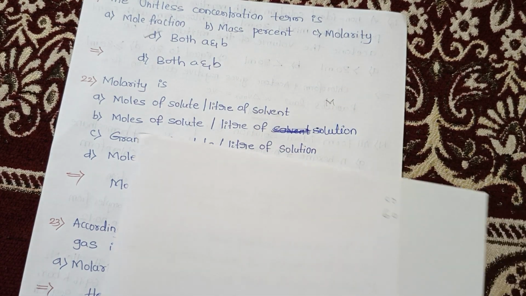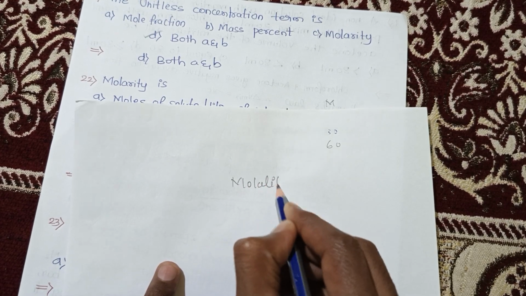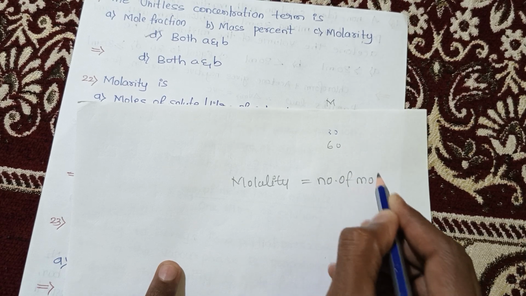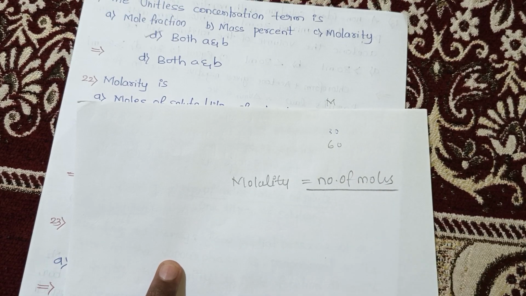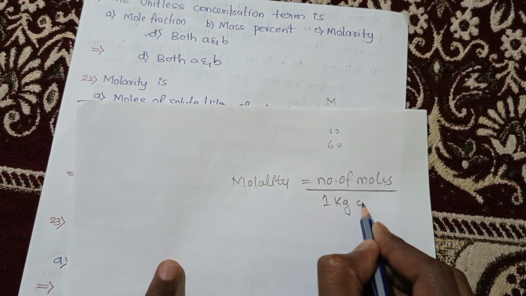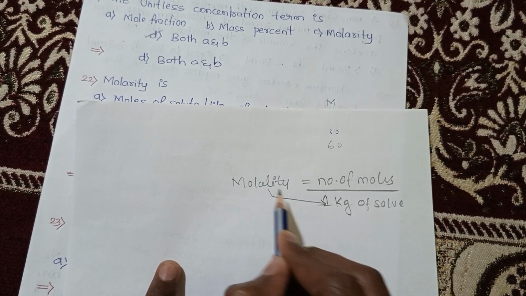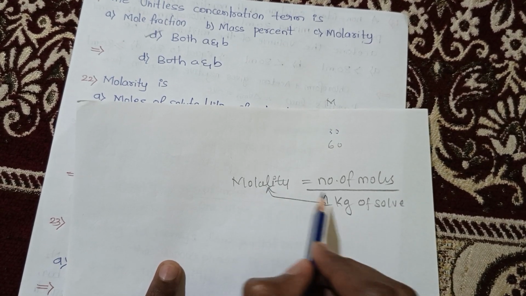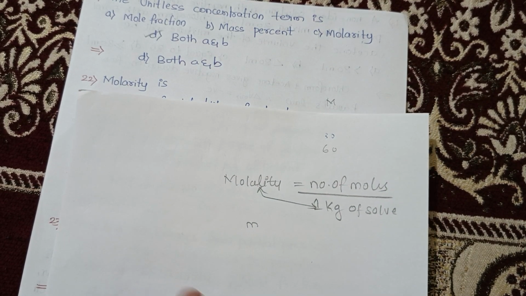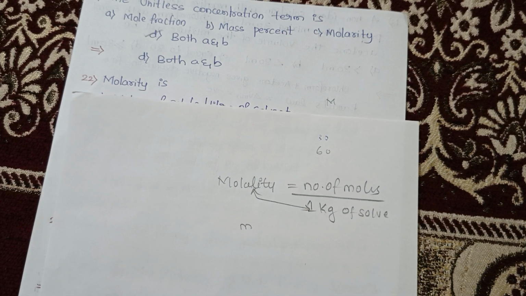If you want to remember, I will give you one trick. Molality means the number of moles which is dissolved in 1 kg of solvent. You should remember L, kg: molality means L, which is kg. The next one is molarity. Molarity means it is L, solution, that is in 1 liter of solution.